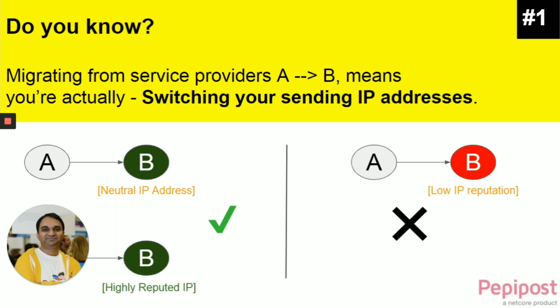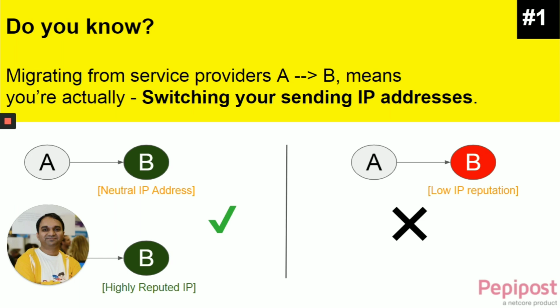Do you really know what exactly is happening when you are migrating from vendor A to vendor B? You are actually switching your sending IP address between the vendors. So let's take an example. You are with vendor A, where you are using some IP range known as 1.1.1, and now you want to switch to vendor B to send your emails, and vendor B is giving you an IP address of 2.2.2. So now you are completely changing the IP address which you are going to use to send emails. What are the implications of changing this IP address?